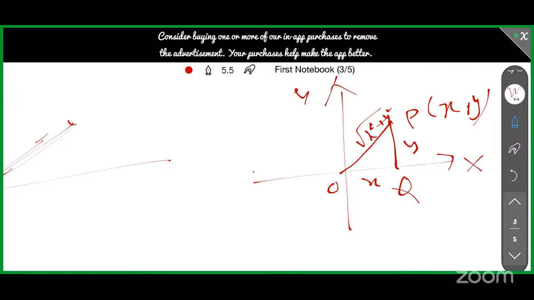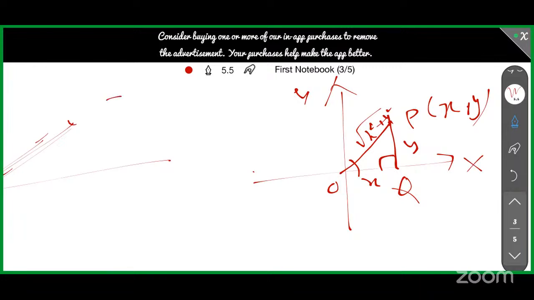So now this is my right angle. Let us take this as my acute angle theta. This is my right angle, this is my acute angle theta. Define all the three ratios for me: sine, cos, and tan.